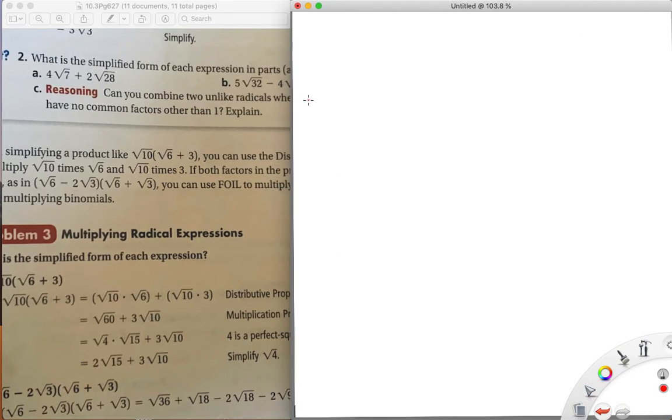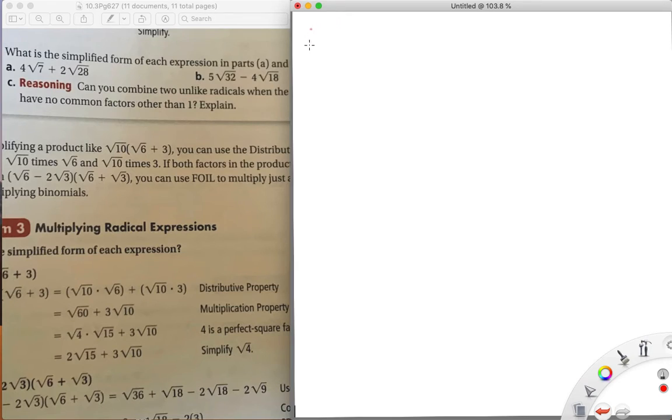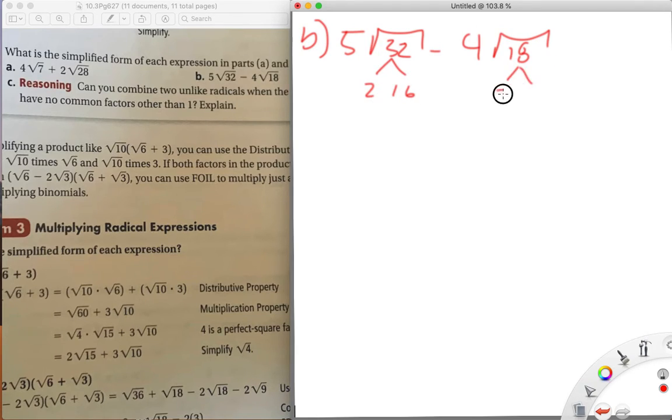For B, I have 5 square root of 32 minus 4 the square root of 18. So with this one, I can pull out perfect squares out of here. I can do 2 times 16. I can do 2 times 9. So when I rename this, I can read this as 5 the square root of 16 times the square root of 2 minus 4 the square root of 9 times the square root of 2.